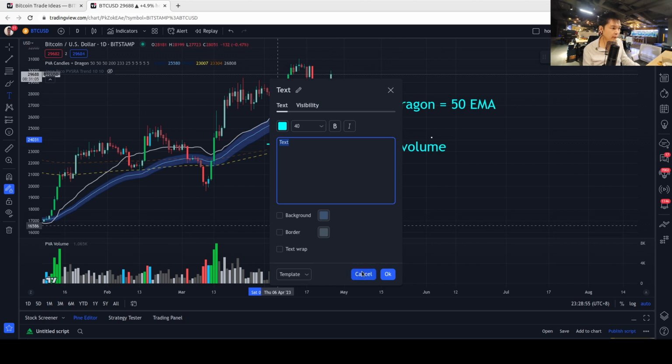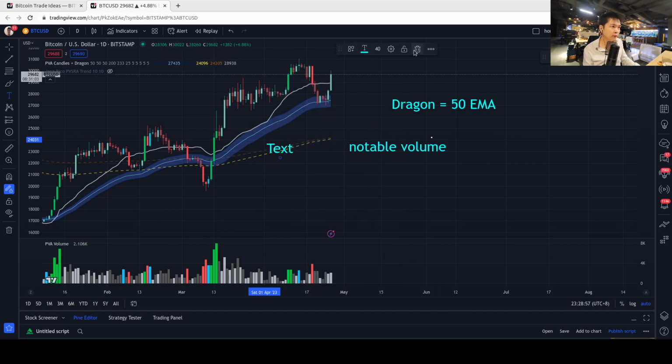So first we identified that we had this accumulation, and it was accumulating just below the 200, and that means the price was preparing to bounce back up once again. How do I know? Because price was accumulating for a while, and then after that it went up with this notable volume, and already crossed the dragon up and closed above the dragon.